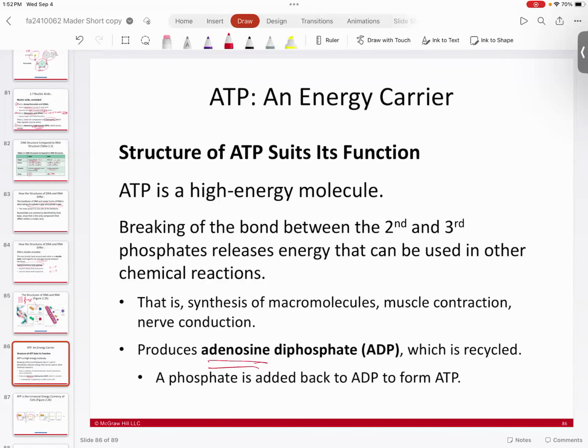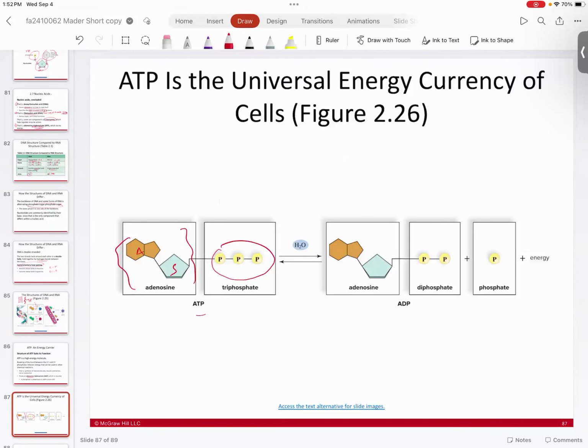And then what happens is it'll hydrolyze, notice, with water. You have to add some water because it's a hydrolysis reaction. What'll happen is you'll pop off this terminal phosphate, that's this guy right here, and along with that, you're going to get a big burst of energy. And you can use that energy for biological work. What's left behind is adenosine diphosphate.